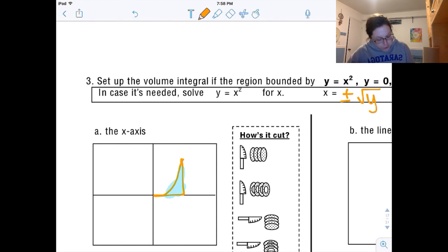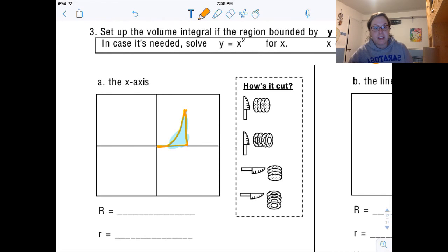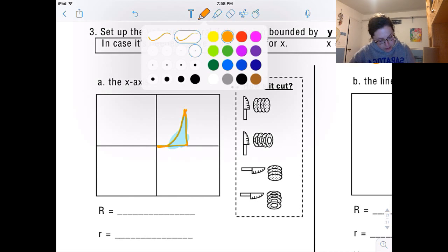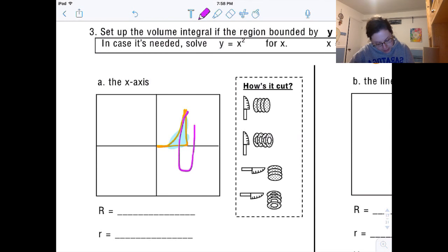So the first thing we're rotating this around is around the x-axis. So I'm going this way around the x-axis. Let me do this in another color. This would come like that, and it would look like that. So it's going to be kind of like a curvy cone, like a Sorry! game piece. Those are slices perpendicular to the x-axis, and they make a disc.